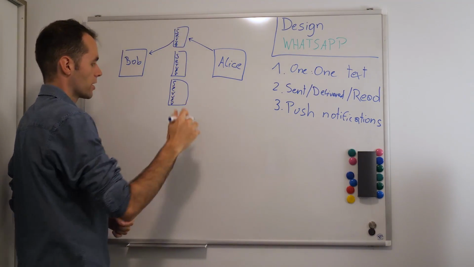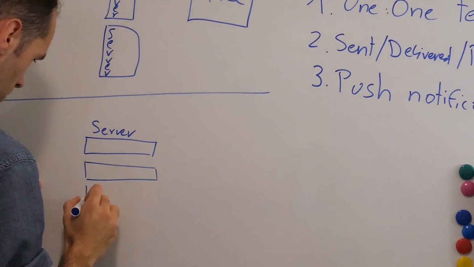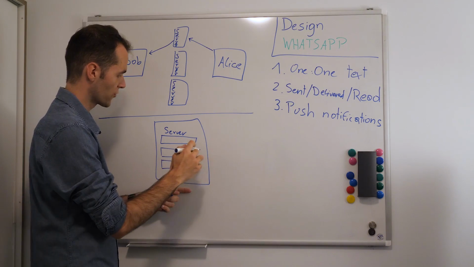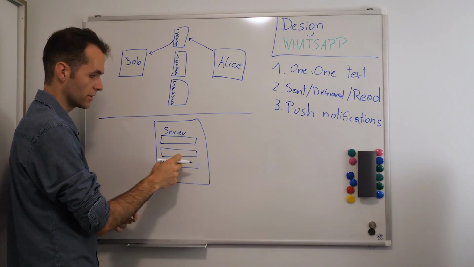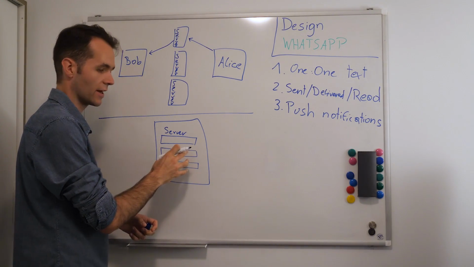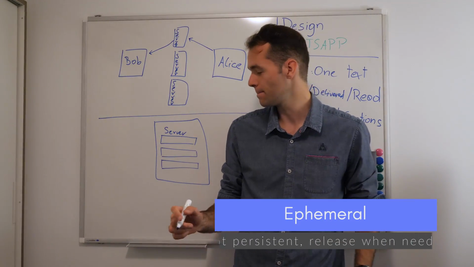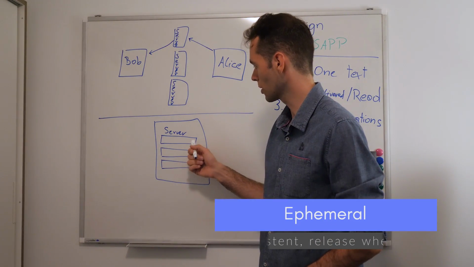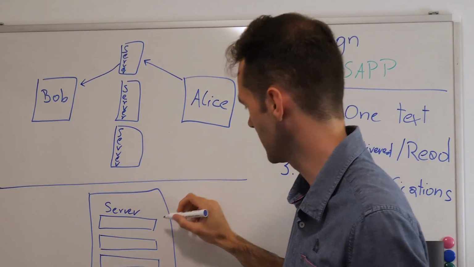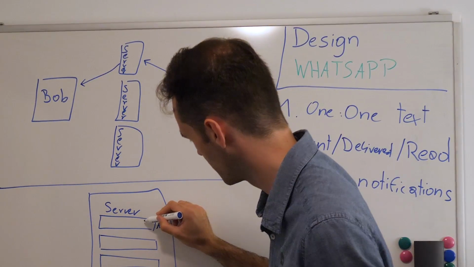So now let's look at one of those servers in detail. So one of those servers could look like this. You can have a number of queues in that server, and those queues themselves are also ephemeral, meaning if they are empty, they could be released and could free up space. And those queues are mainly to store messages from a person like Alice. So let's say Alice sends a message, and this is Alice's queue, and there is one message in there.